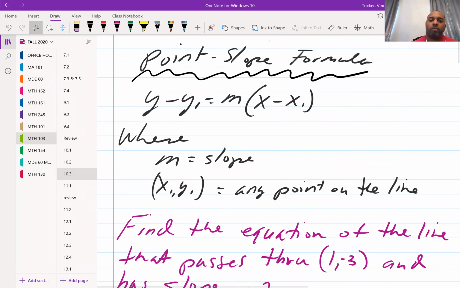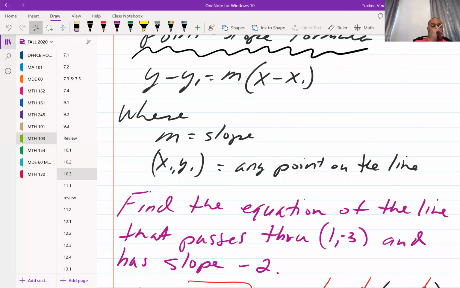All right. So the first type of problem you may see is to find the equation of the line that passes through 1, -3, and has a slope of -2. Give you guys a chance to write that down before we actually do the problem.